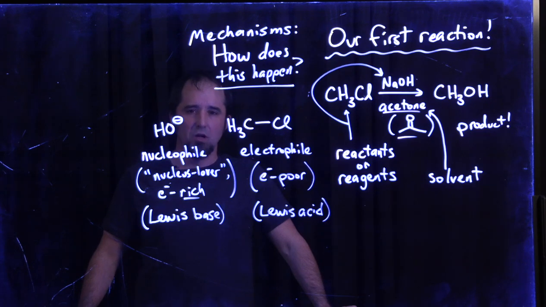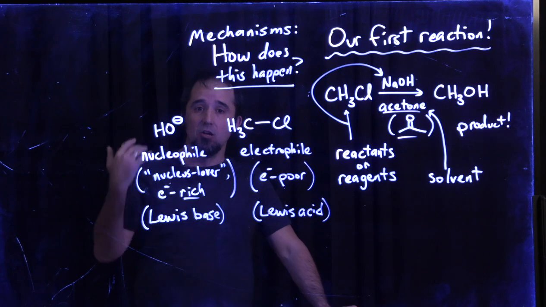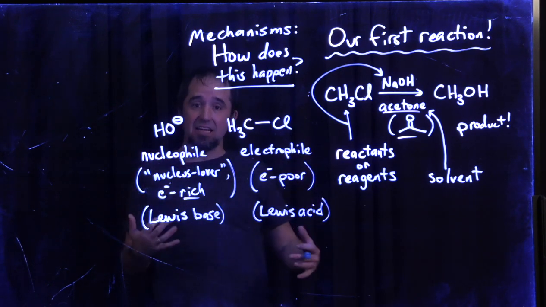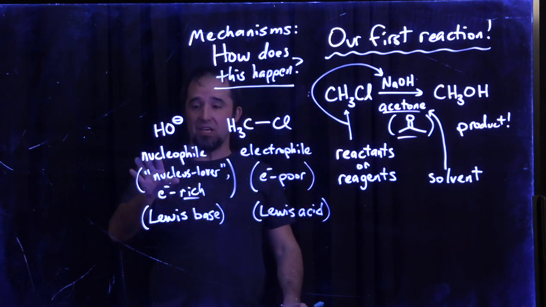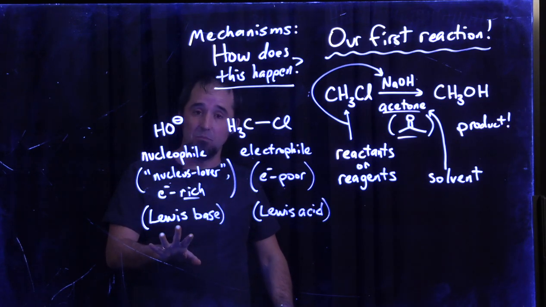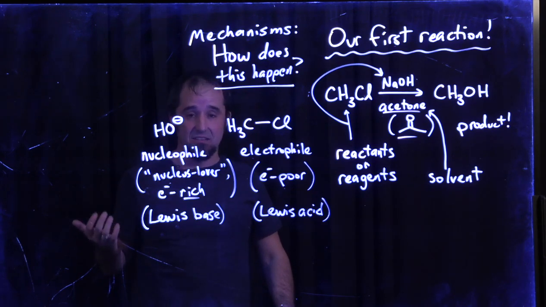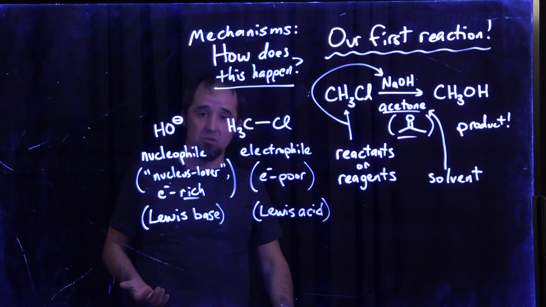Let's bring in some nomenclature. I'm going to call hydroxide a nucleophile. Nucleophiles are electron-rich species. They've got electrons. They want to go use them to go make a bond. We can also think of this as a Lewis base. If you remember different definitions of acids and bases, we said that we usually talk about Bronsted acids, proton donors, and Bronsted bases, proton acceptors.